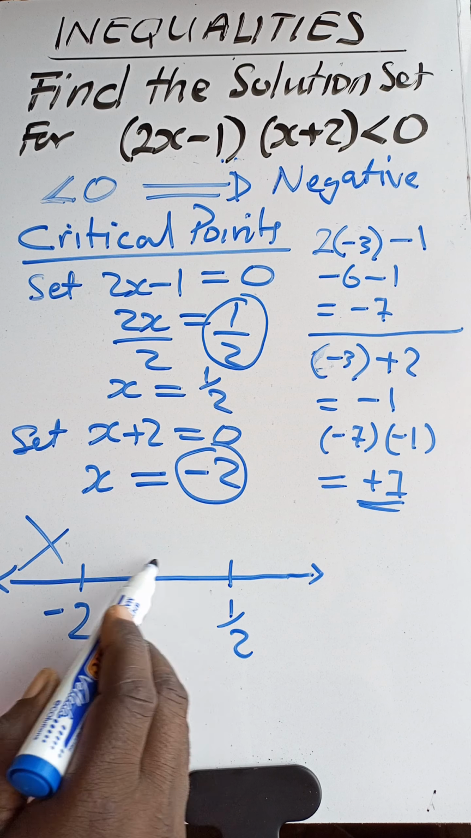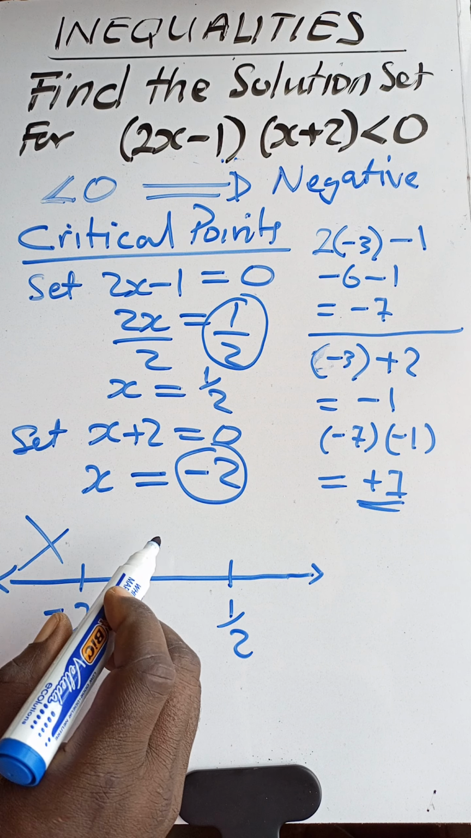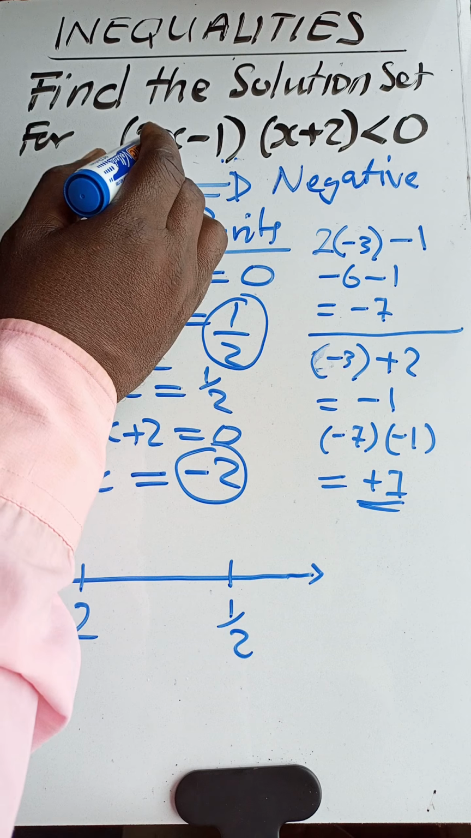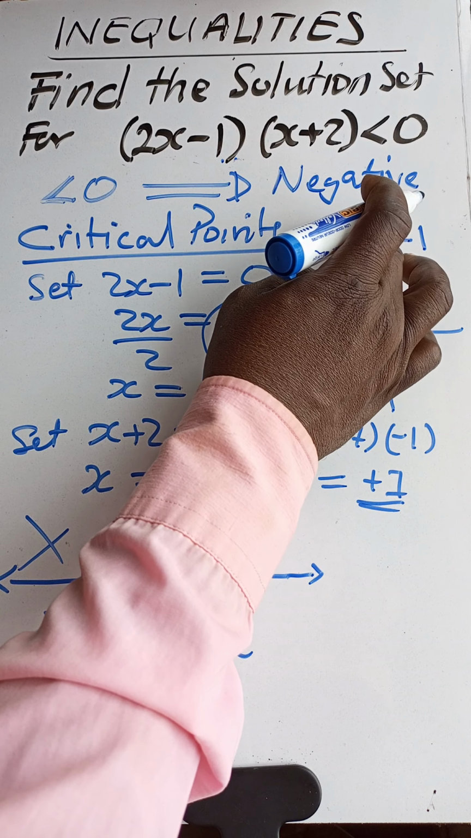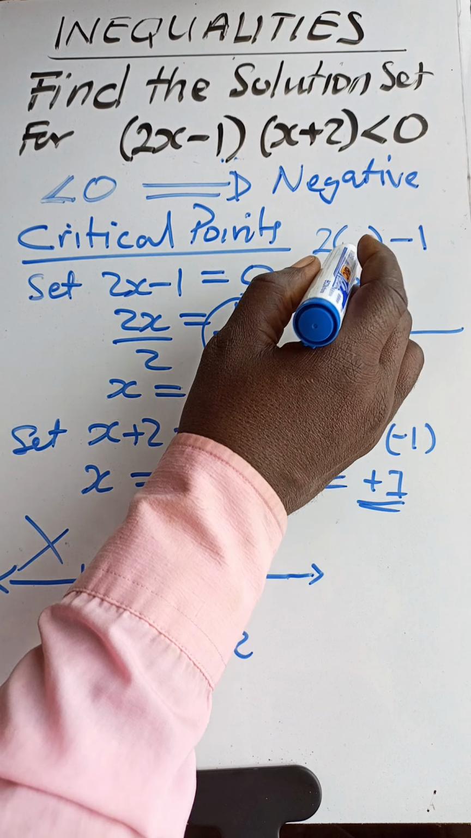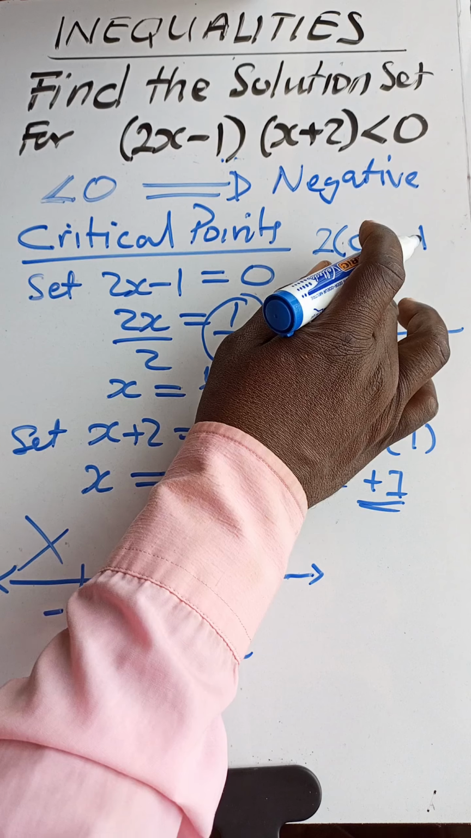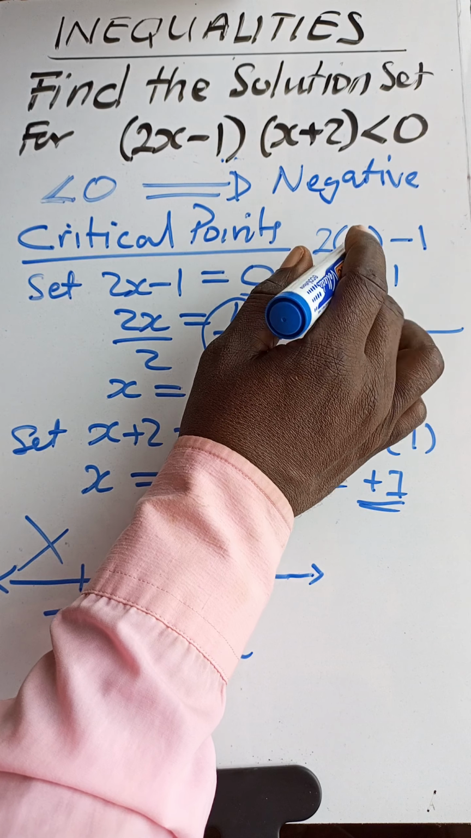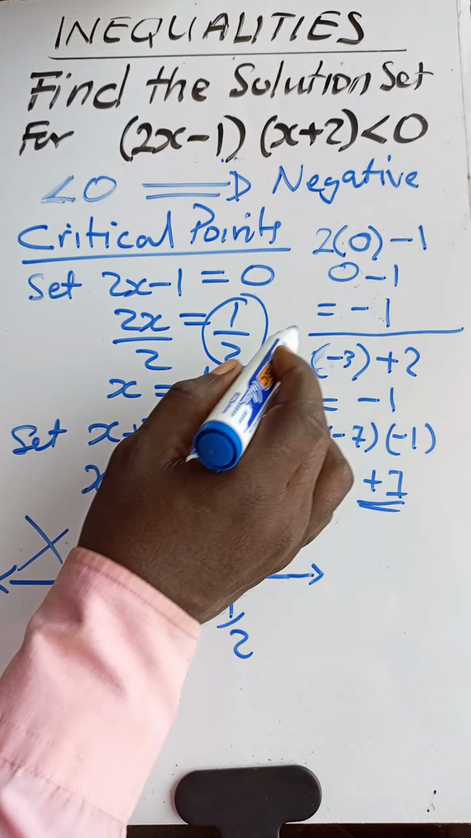Now we take the next zone, from negative 2 to positive half. A good example of a value inside this zone is 0. Now let us replace x with 0 and see if we get a negative result. Everywhere we have brackets, we put 0. 2 multiplied by 0 is 0. So we have 0 minus 1, and the result is negative 1.